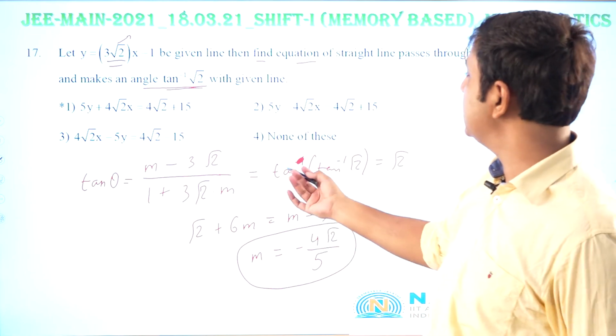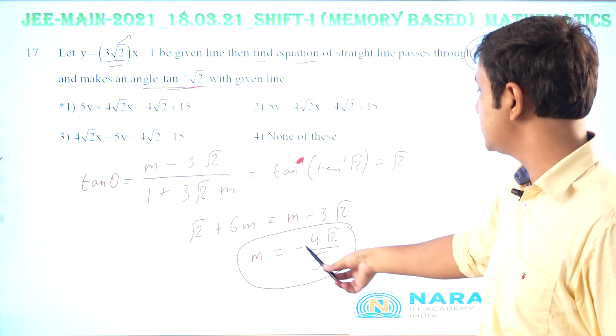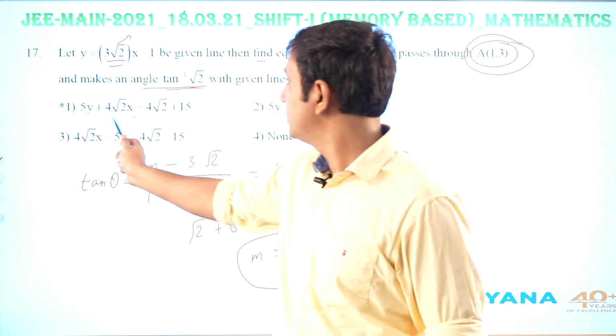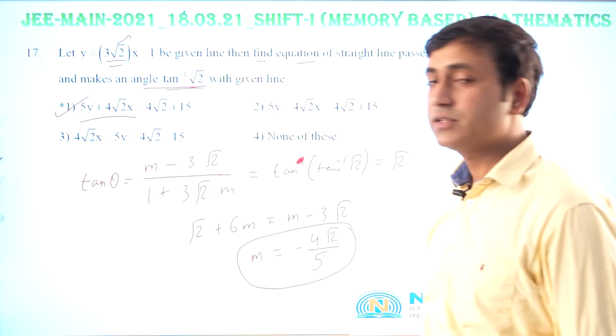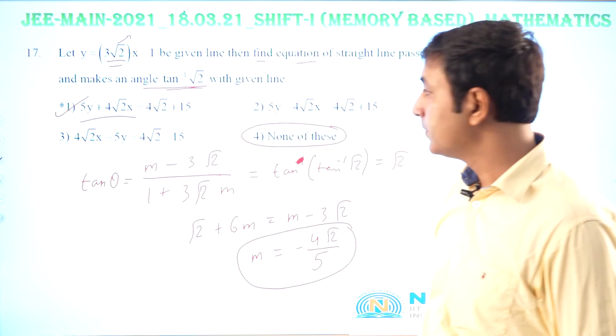So we will quickly check which of the four options has slope equal to this and passes through 1 comma 3. Notice the slope is matching here. We'll mark and we'll move on to the next question. Since there is a none of these option here, we should be careful.